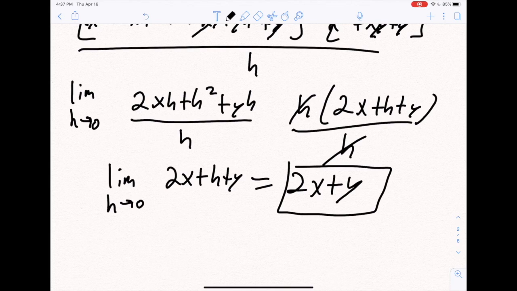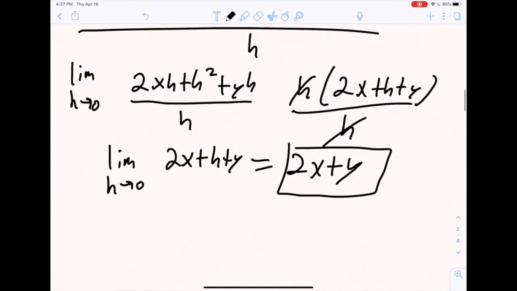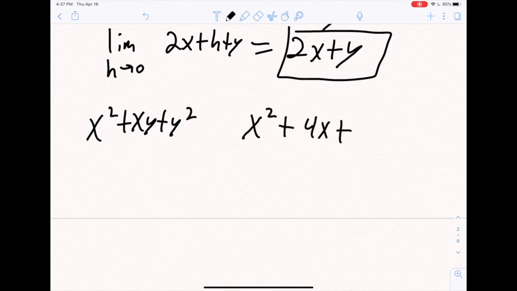Now let me take a second and let's look back at our function. Remember, it's x squared plus xy plus y squared. Here, instead of y, I'll just plug in a constant. I'll pick 4. So we can rewrite this as x squared plus 4x plus 4 squared, which is just 16.